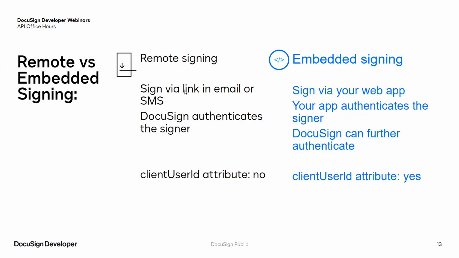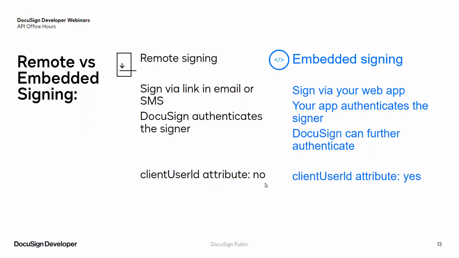So one of the key concepts to talk about also with the APIs is what is the difference between remote versus embedded signing? Embedded signing is where you would have it within your web app or software or mobile app, and it would just be a seamless experience. Remote signing is where the envelope would be sent via email or an SMS for your signer to complete. The main differentiator when making an API call, whether it's going to go to one type, the embedded signing, or to the other, the remote signing, is whether or not you have your client user ID attribute set.